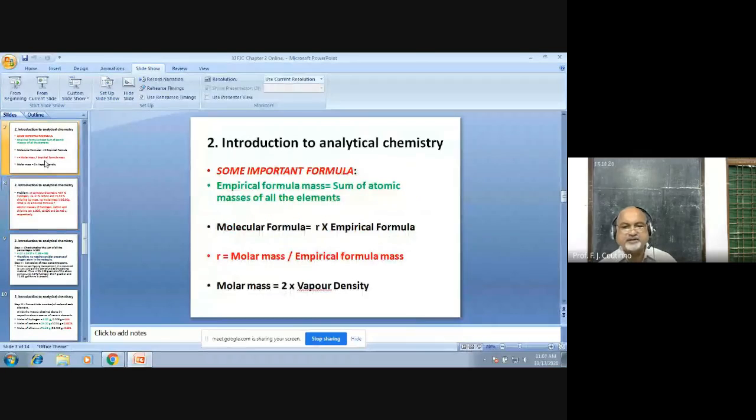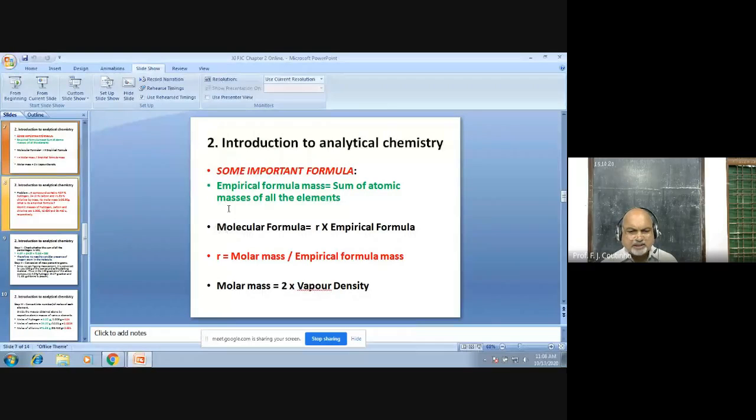Yesterday we stopped here. I'll just revise in short some important formulas. Now, what is this empirical formula mass? Empirical formula mass also can be said as empirical formula weight. Mass and weight is one and the same, but the new term, instead of weight, we say mass. So, empirical formula mass is the sum of the atomic masses of all the elements present in a molecule. This you'll come to know in detail once we solve the example.